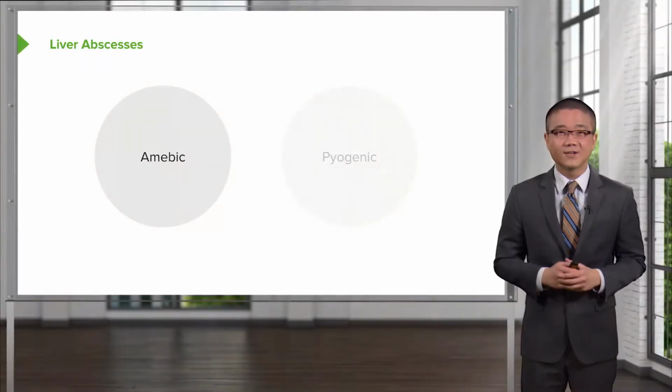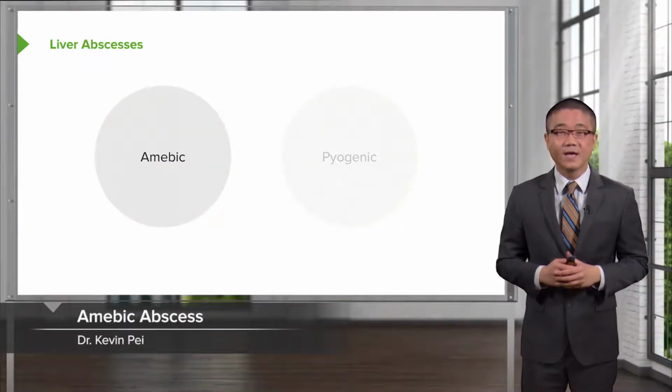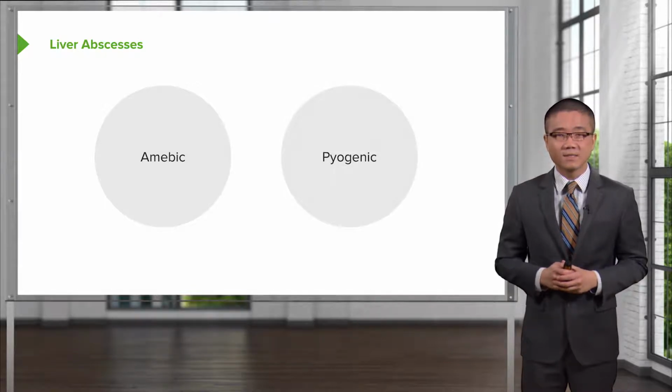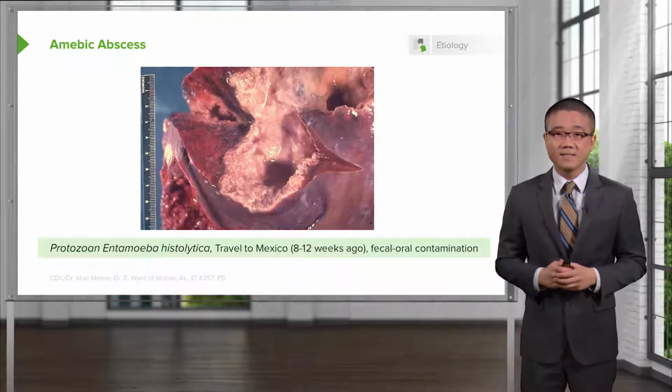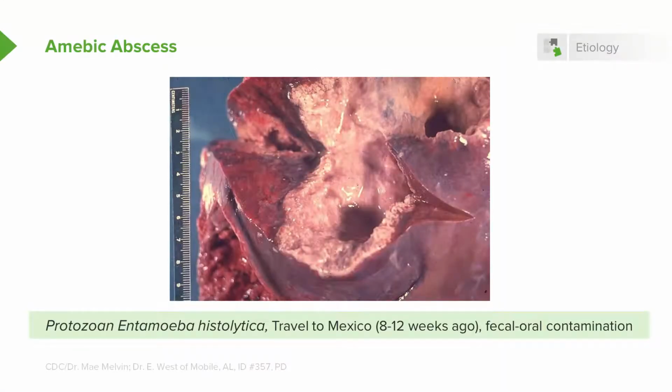Let's move on to a discussion of liver abscesses, and we'll focus on amebic and pyogenic liver abscesses. Let's begin with amebic abscesses. This is a picture of a pathology after the drainage of pus from a liver. You notice that the pus is in the central region of this picture.